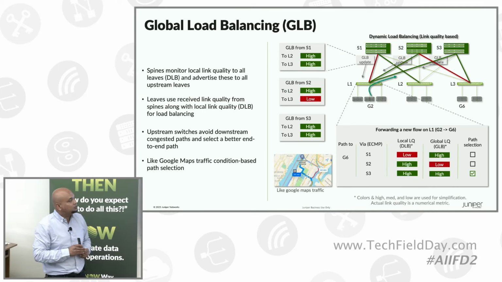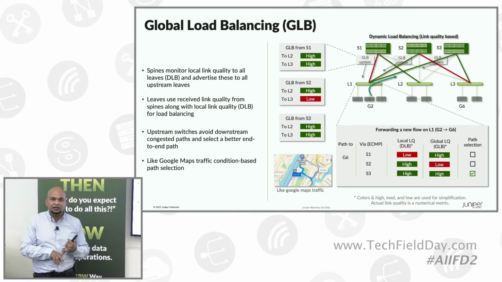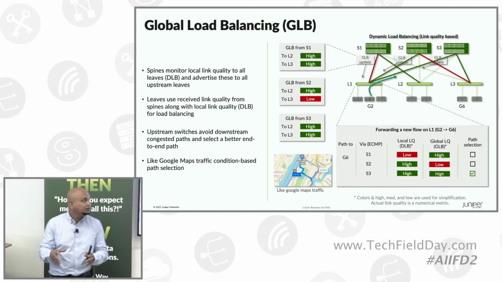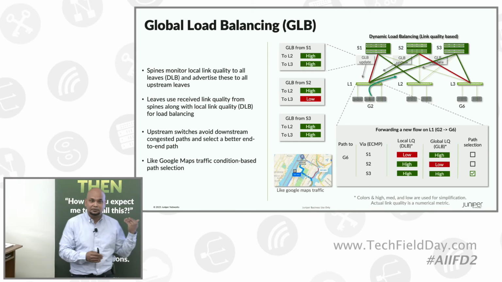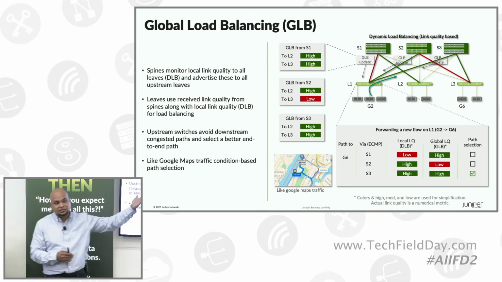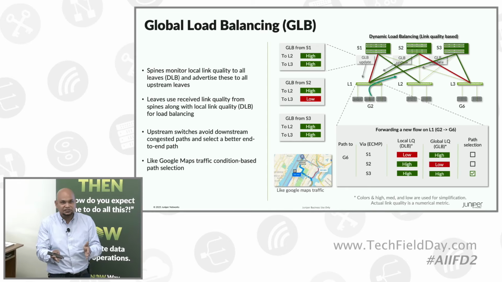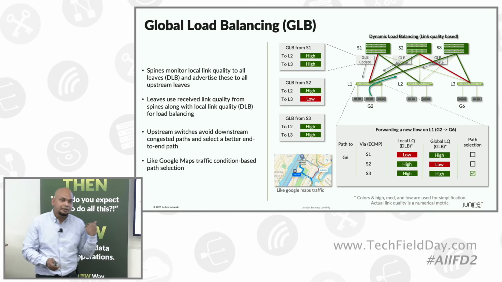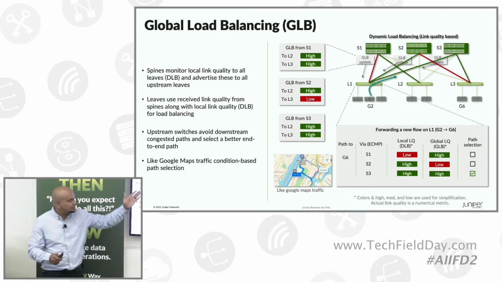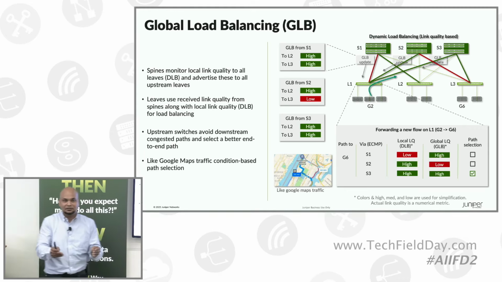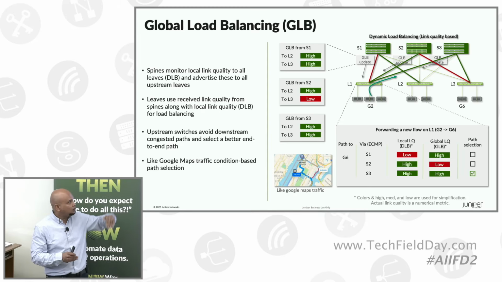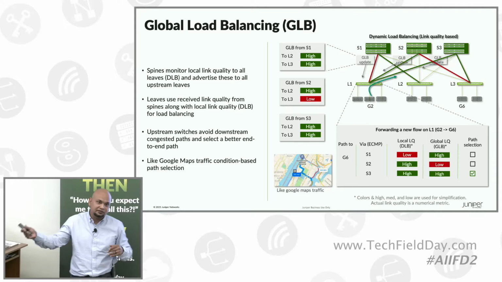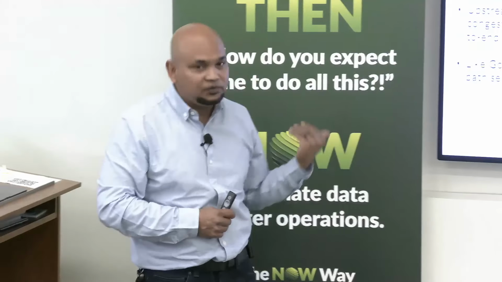In this case, for DLB, the ASIC already calculates all of its local link quality. In GLB, what it does is send it one hop upstream. In this case, the spines are going to send that link quality data that they're measuring locally to these leaves, right? Because the first leaf is the most effective point where you can take a good load balancing decision. At the top of the tree, you pretty much have only one path down, right?